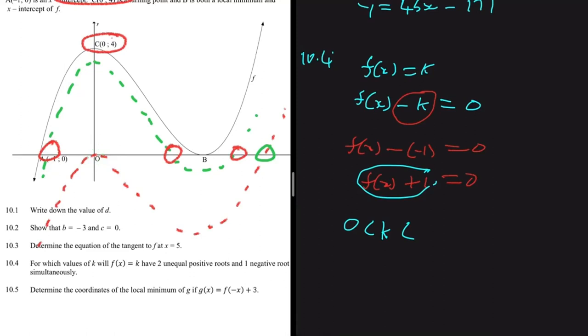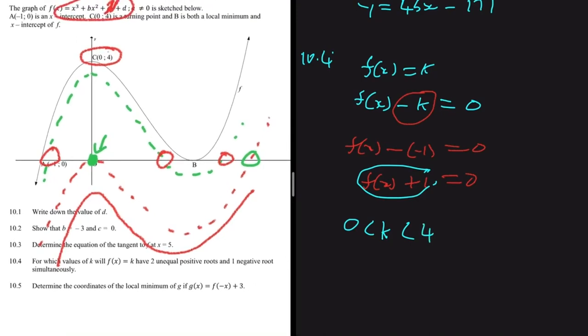This situation that we were talking about here, when we have a neutral root, right, and 1 positive root, this occurs when k is equals to 4, right? When we move our graph 4 units down. And then another thing you should realize is that if we move our graph 5 units down, then our graph just keeps on going down, right? And then we don't have what we're looking for. So we need k to be between 0 and 4, right? If k is between 0 and 4, then our graph will have 2 unequal positive roots and 1 negative root simultaneously, and that's what we're looking for.